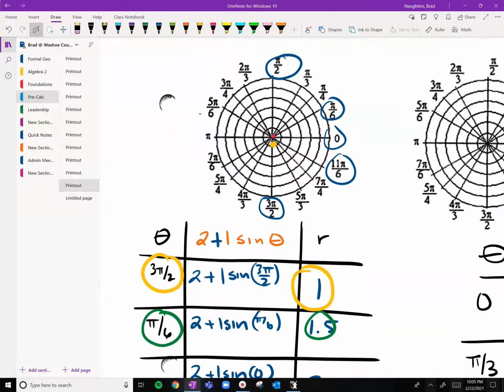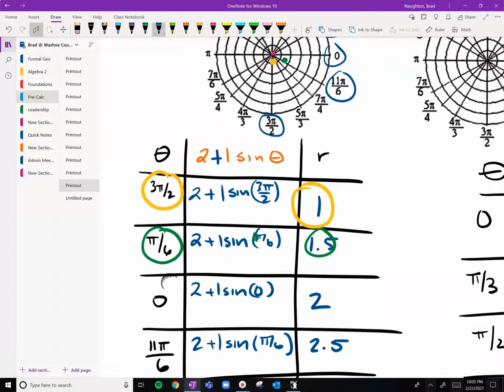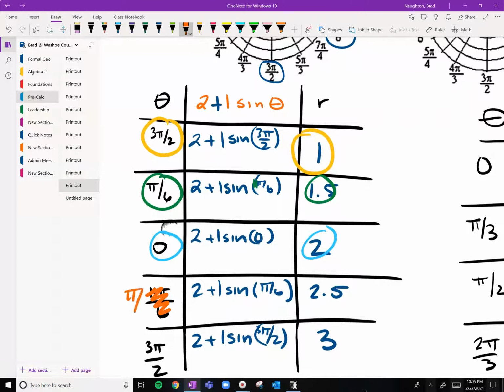Oh, I went in a fun order, didn't I? I think that was supposed to be 11 pi over 6. There we go. So then this is 1.5. And then 0, 2. Boom. And then, oh, see, I put these in the wrong spot. That's why. So this, according to my math, should be pi over 6, and this will be 2.5.